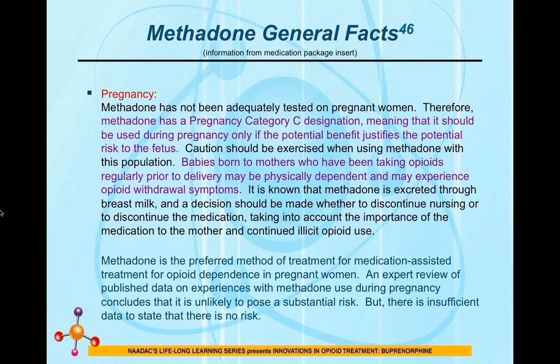But again, that baby is still ingesting through the mother's bloodstream an opioid agonist, which means that it does have physical dependence, and that baby also still will most likely be physically dependent on opioids and experience those opioid withdrawal symptoms that come after. But again, this is the preferred method of medication-assisted treatment for opioid dependence in pregnant women, and they are looking at other ways to evaluate buprenorphine to see if that might be a better replacement.